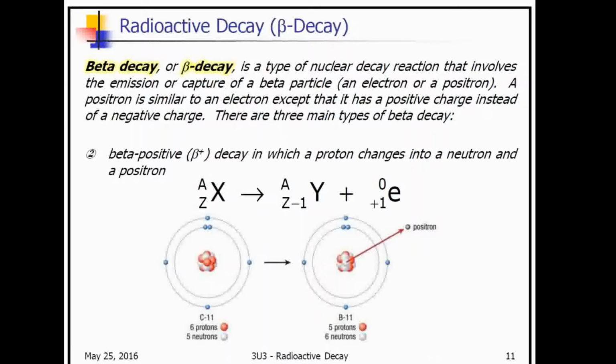So the example that's given here is carbon 11. When the positron is emitted, it moves to the left on the periodic table, so the Z is decremented by 1. So carbon becomes boron.